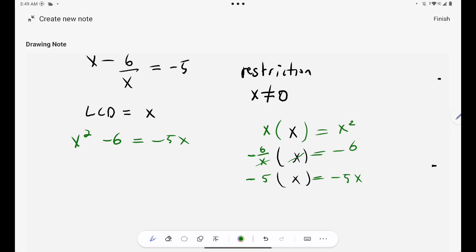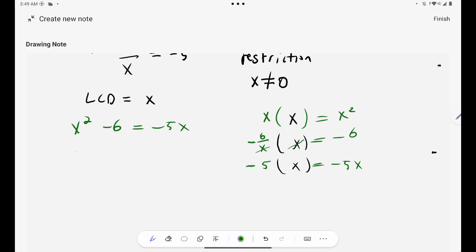Put everything in standard form. I'll write x squared plus 5x minus 6 is equal to 0. Please note that the sign of the negative 5x changed when it comes to the other side. Now everything is in standard form. I'm going to the third step.